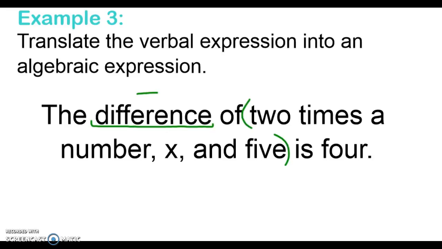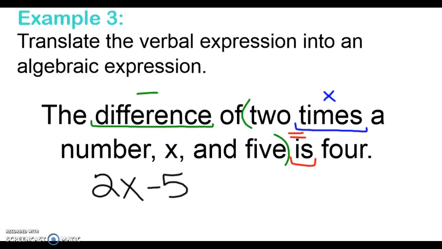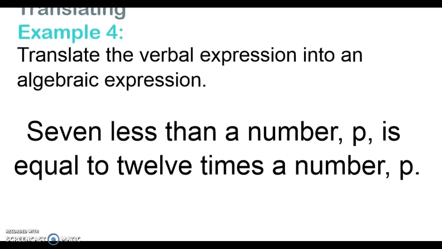Alright, so let's take a look at those parentheses and see what else we could do there. You know that times represents multiplication. When we write that out, we have the difference of 2 times a number x and 5. Here it's sneaky because it says the word and, but it also says the difference at the beginning of that. So you know you're going to put subtraction, and then you put your 5. We said earlier that the word is represents equals, so we're going to toss the equal sign and say that equals 4. I want you to go ahead and try example 4 on your own.